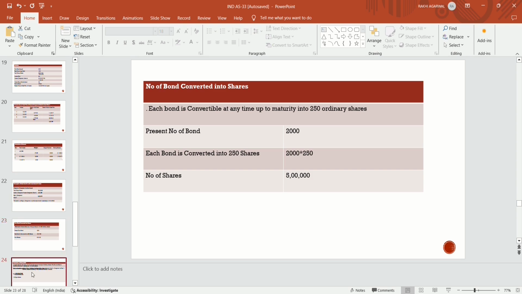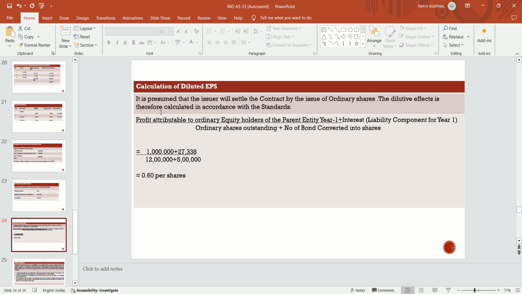Now we have to calculate the diluted EPS. It is presumed that the issuer will settle the contract by issuing of ordinary shares. The diluted effect is therefore calculated in accordance with the standard, that is profit attributable to the ordinary equity holder of the parent entity year 1 plus interest liability component for the year 1, divided by ordinary shares outstanding plus number of bonds converted into shares.